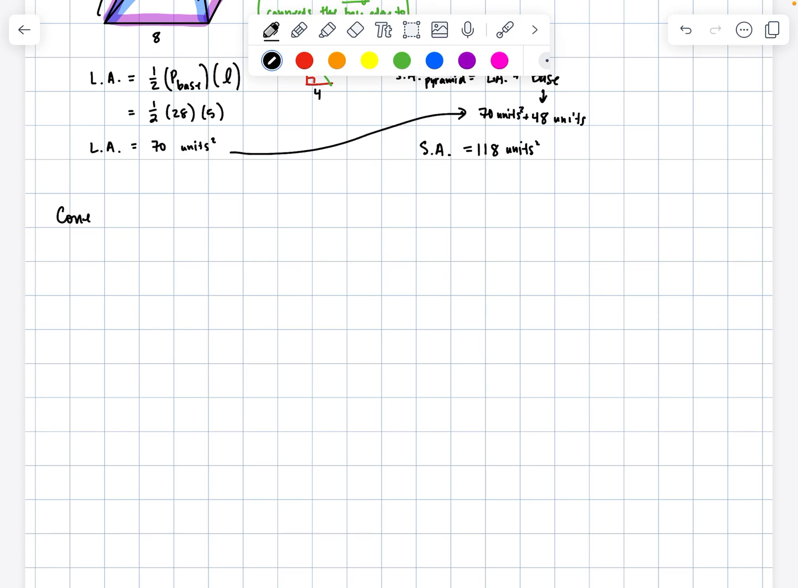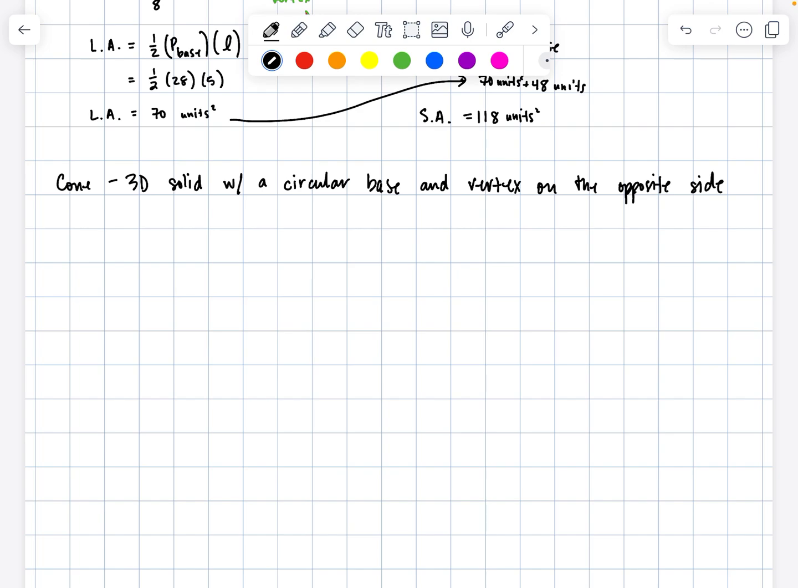A cone is also a three-dimensional figure, a 3D object or a 3D solid with a circular base and vertex on the opposite side. Okay? And just like the pyramid, we actually need a slant height for this as well.